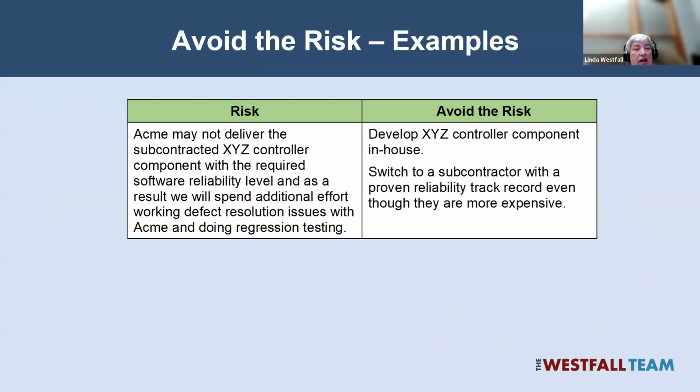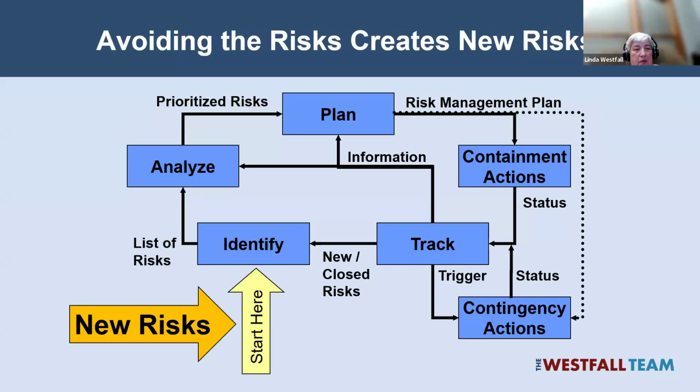Again, how can we avoid the problem with ACME? We can develop the controller unit in-house instead, or we could switch to a subcontractor with a proven reliability record, even though their products are more expensive. So there's two different ways of avoiding the risk of ACME delivering a poor quality, unreliable product to us.